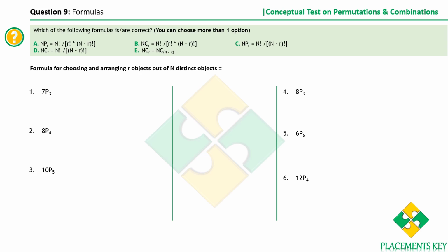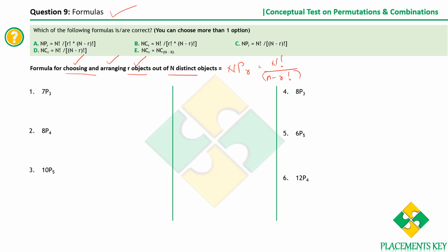Now let's discuss formulas in permutations and combinations. First one is the formula for choosing and arranging r objects out of n distinct objects. Since it is choosing as well as arranging, it is a permutation based question, right? So it is nPr and the formula is given as n factorial by (n minus r) factorial.